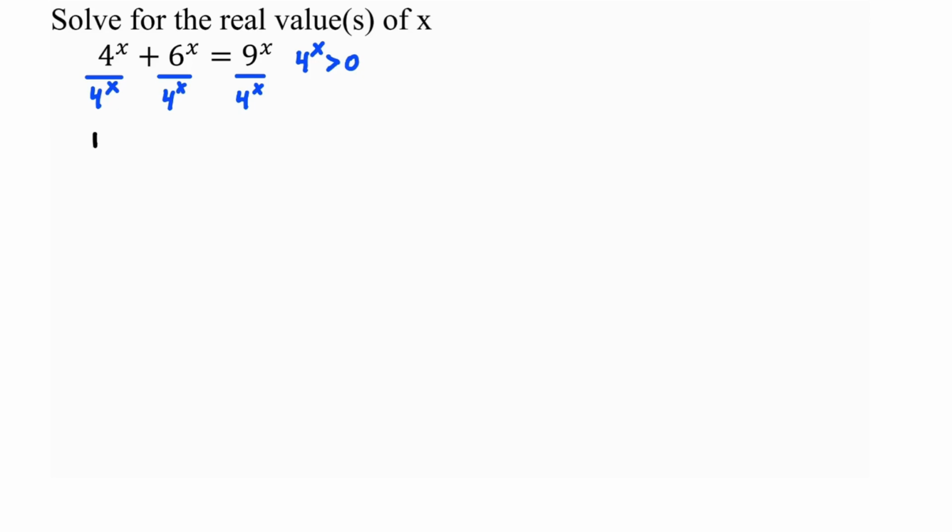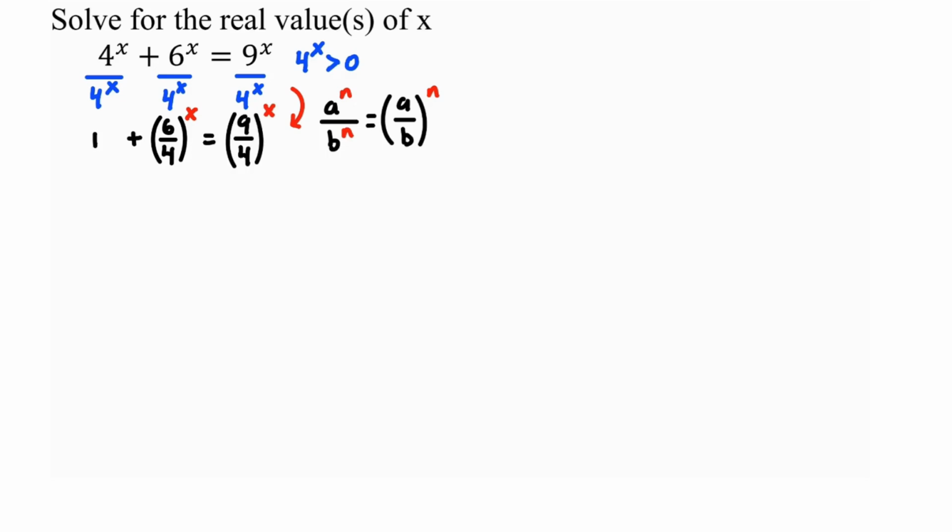6 to the power x divided by 4 to the power x, we'll use an exponent property that states that a to the power n divided by b to the power n is equal to a over b, the whole thing to the power n. So 6 to the power x divided by 4 to the power x is 6 over 4, the whole thing to the power x. Likewise, 9 to the power x divided by 4 to the power x is 9 over 4 to the power of x.